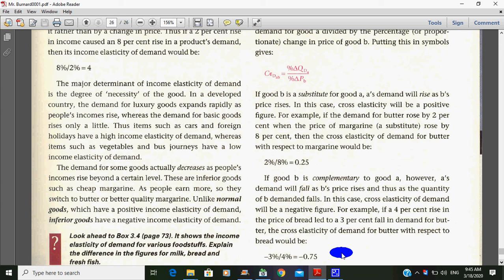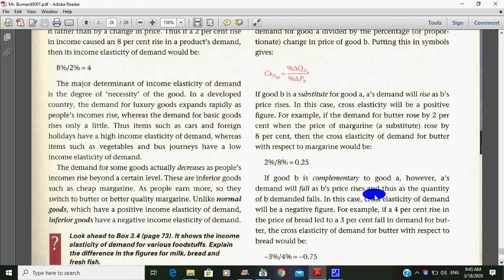Remember, go again, this one. If good B is complementary to good A, however, A's demand will fall as B's price rises. If you don't remember what complementary means, what does complementary mean, then, folks? Complementary goods are a pair of goods consumed together. As the price of one goes up, the demand for both goods will what? Fall.